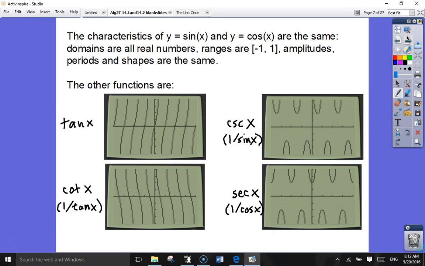Now, the one difference, if you look at these here, is notice that the tangent and the cotangent, they actually repeat themselves every pi, not every 2 pi, right? The secant and the cosecant, because they're just 1 over the sine and the cosine, they've got a period of 2 pi. But the tangent and the cotangent don't, right? They repeat themselves every pi.